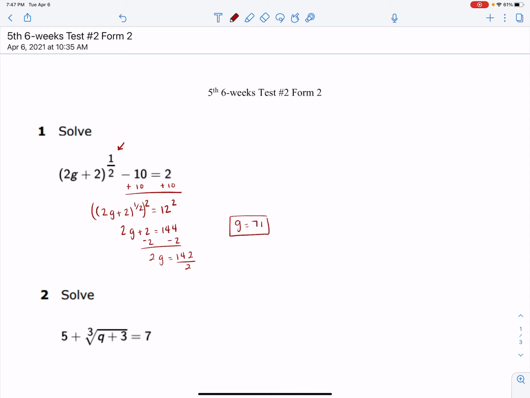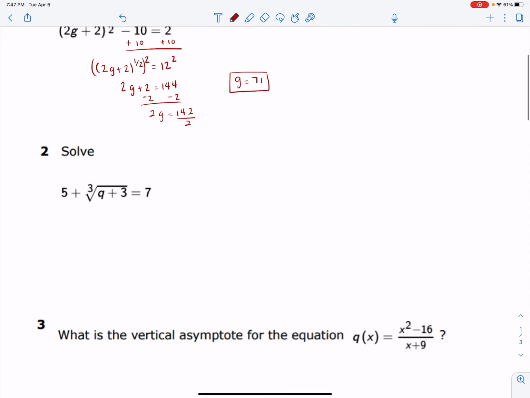Question 2. We need to isolate the cube root, so minus 5. The cube root can also be written as (q + 3)^(1/3). 7 minus 5 is 2. So we're going to get rid of the 1/3 power by cubing it. So q + 3 = 8. Minus 3, so q = 5.